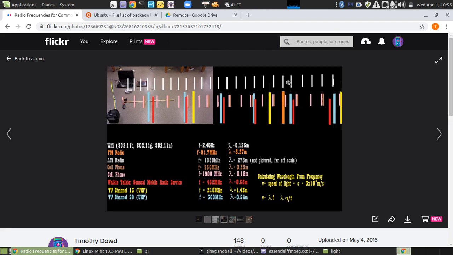Some other common wireless devices we use are FM and AM radio. Those have much longer wavelengths. Notice that AM has a significantly longer wavelength than FM. So here's a little radio. The first FM peak would be here. I guess the next one would be somewhere off here. But the AM one can't be pictured because it would be nearly 300 meters away. AM wavelengths are very, very long.